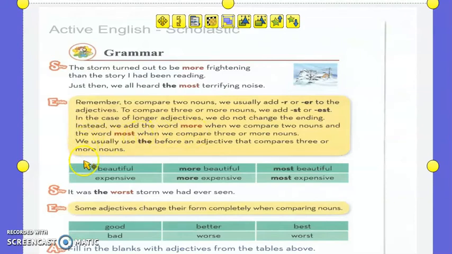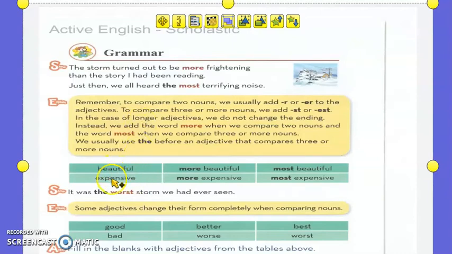We usually use the before an adjective that compares 3 or more nouns. نستخدم كلمة the في السوبرلاتيف form. إذا الصفات الطويلة ما بنضيف عليها شيء بالنهاية، بس بنضيف more أو الموست قبلها حسب إذا كانت عندي comparative أو superlative.